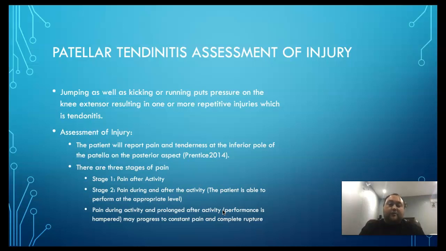I haven't seen a complete rupture, thankfully, but again, a lot of the athletes don't come and tell us as coaches anything until they hit that stage 3, to where we can tell by the way they're running, by the way they're moving, that there's something going on.